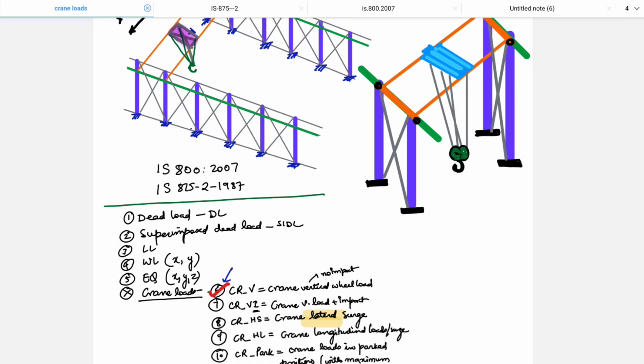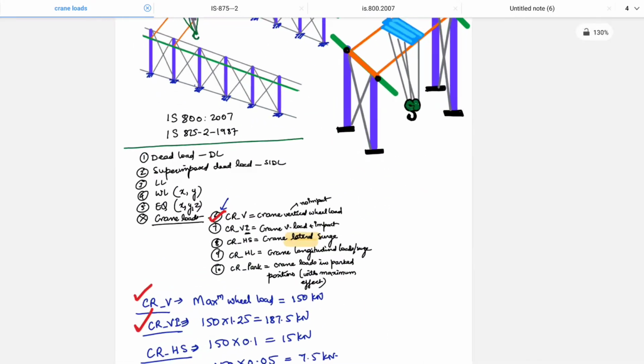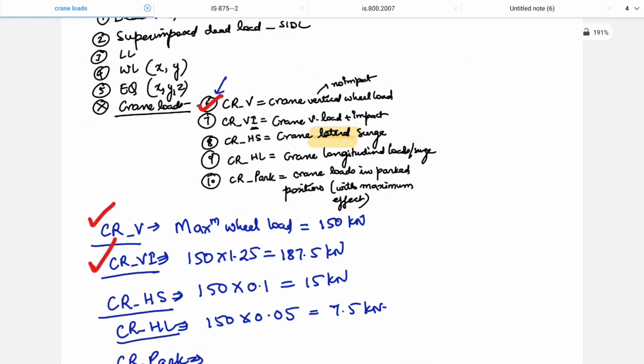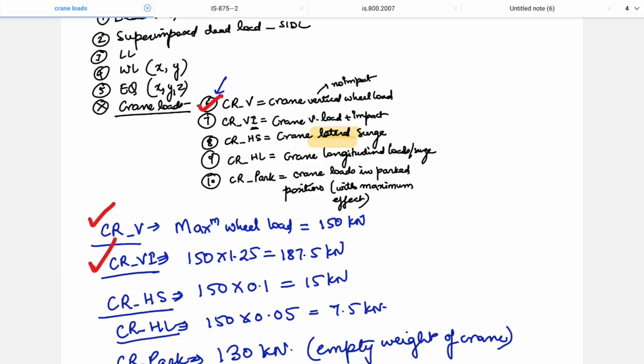All right, so let's continue. So for the CR park load, we can assume anything, and just for simplicity, we can assume the same value. Doesn't matter. We can say that our loading is say 130 kilonewton. Also, we can assume the empty weight of the crane. Okay. Now these things are clear.